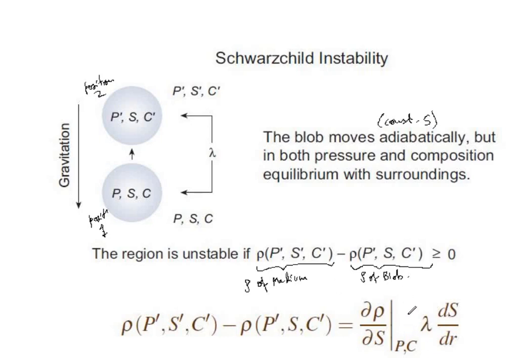Now, what I am going to do, you see what I am saying: if the density of the medium is more than the density of the blob, then only it will be moving upward.